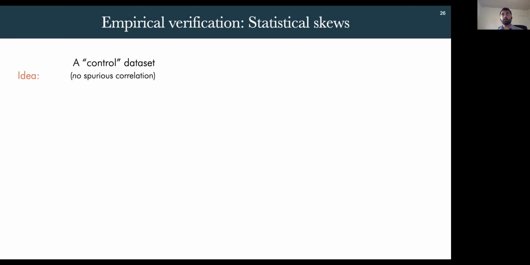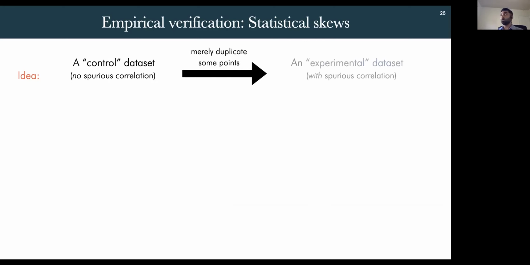So what we do is we take a control data set which has no spurious correlation. So imagine this is a data set where cows and camels are equally likely to be in both the desert and grasslands. And then what we'll do is we'll merely duplicate a subset of these points to create an experimental data set where you do have spurious correlation. So I'll take the camels in the grasslands and camels in the desert and cows in the grasslands, and I'll duplicate them like 10 times. So that'll artificially create a spurious correlation between the background and the label.